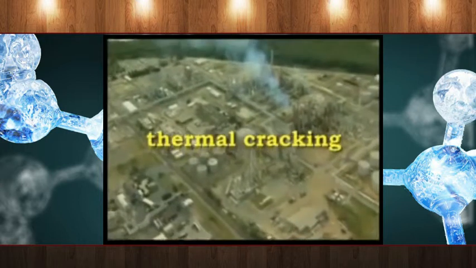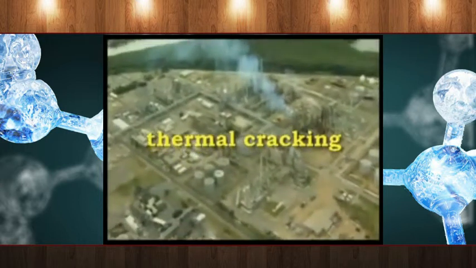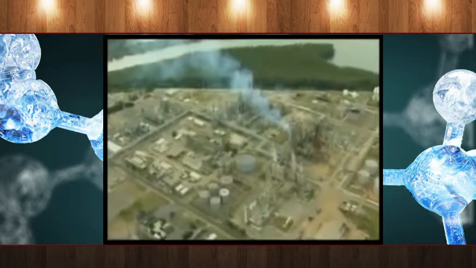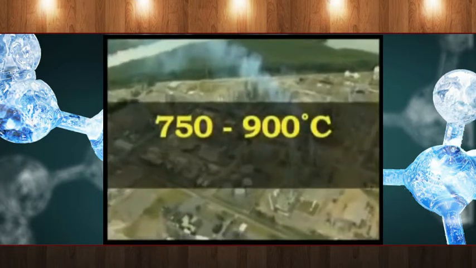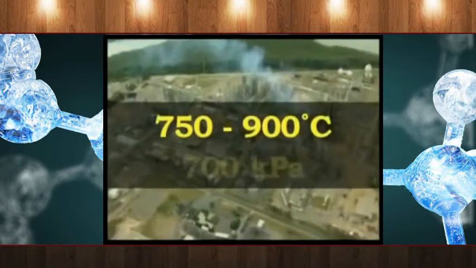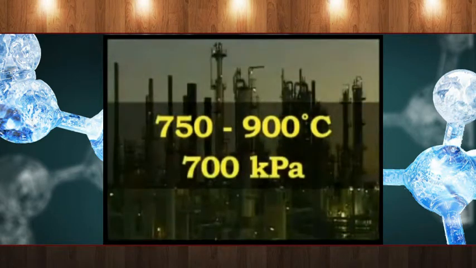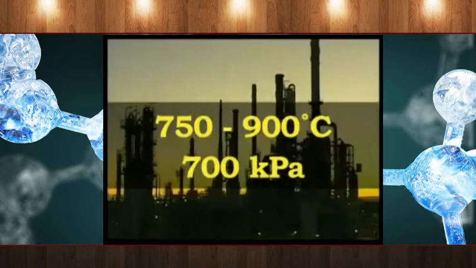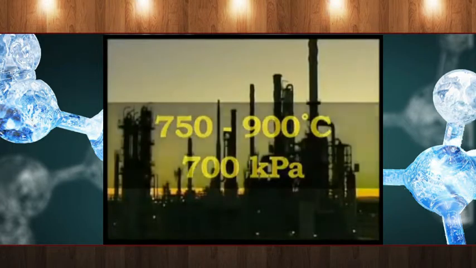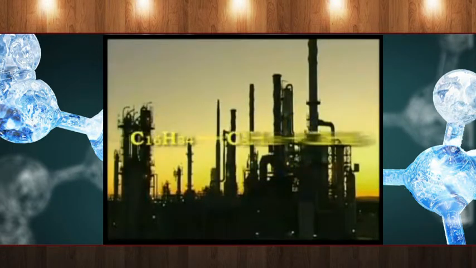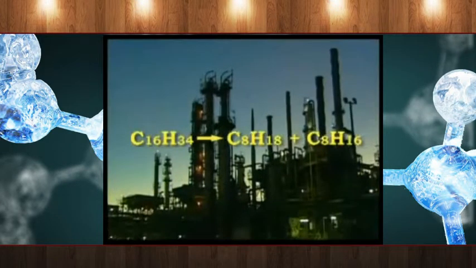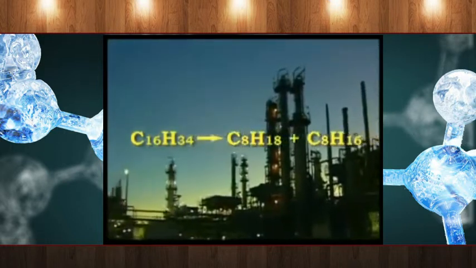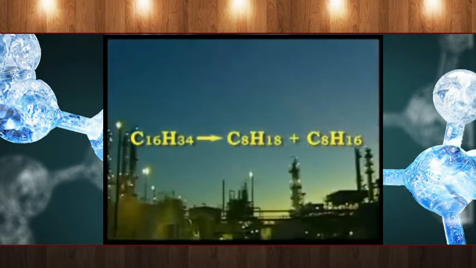Thermal cracking is the simplest and oldest process. The mixture is heated to around 750 to 900 degrees Celsius at a pressure of 700 kilopascals. That is around 7 times atmospheric pressure. This process produces alkenes such as ethene and propene and leaves a heavy residue.